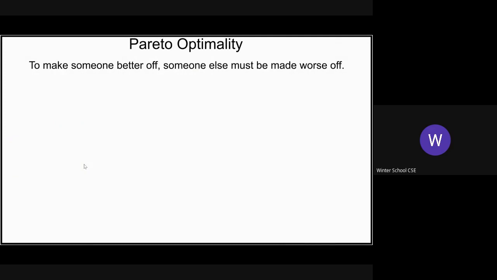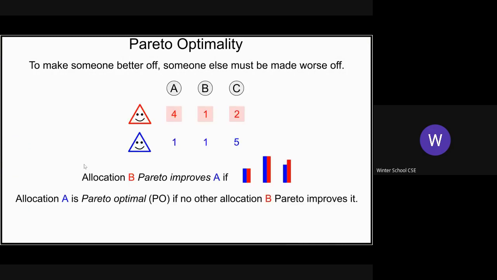Informally, it just says that to make someone better off, someone else should be made worse off, right? Here's a trivial example of a Pareto optimal allocation. You give everything to one agent, right? Now, if you have to make the blue agent better off, you necessarily have to take something away from the red agent, right? So you cannot improve blue without hurting red.